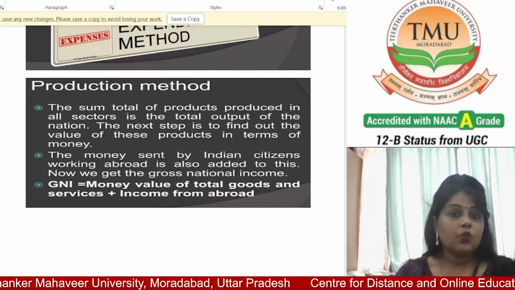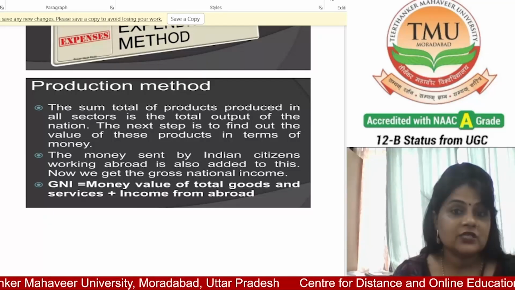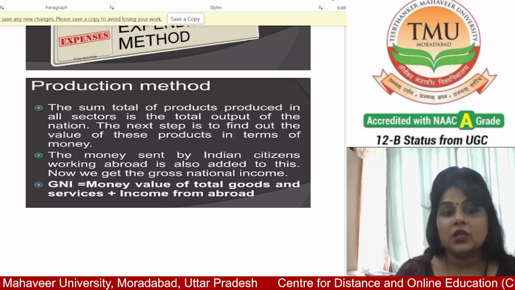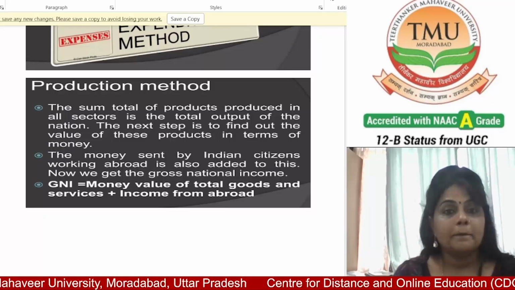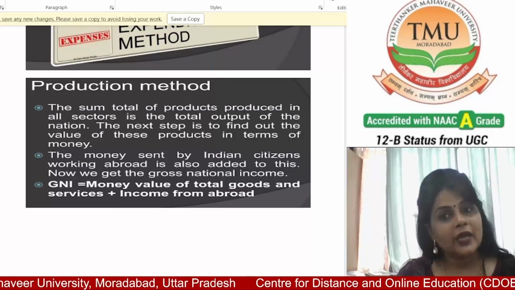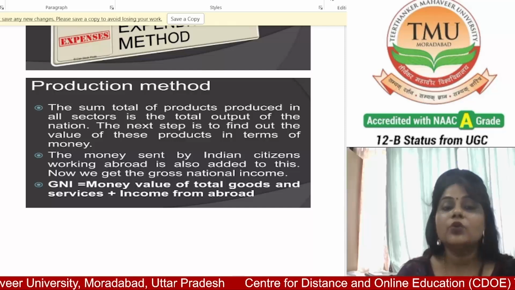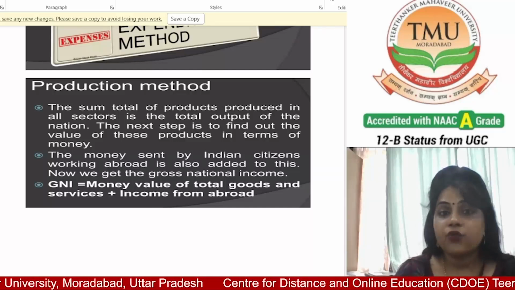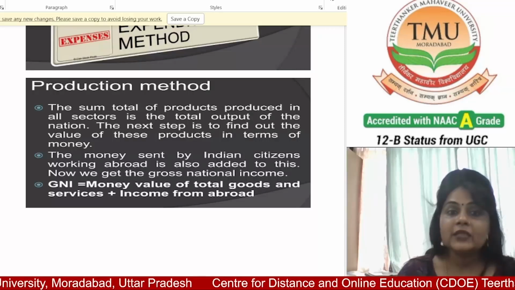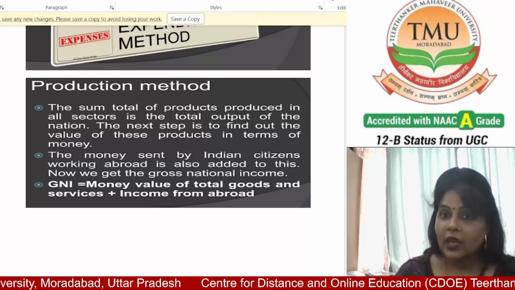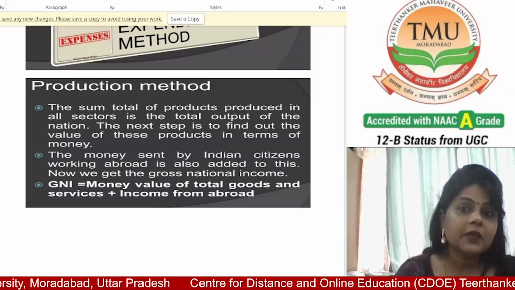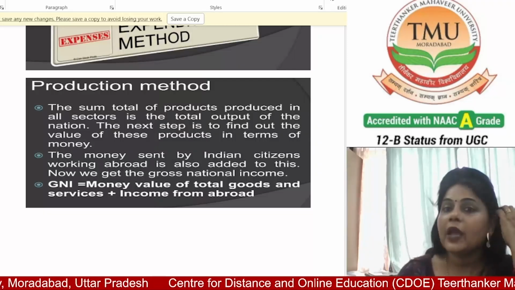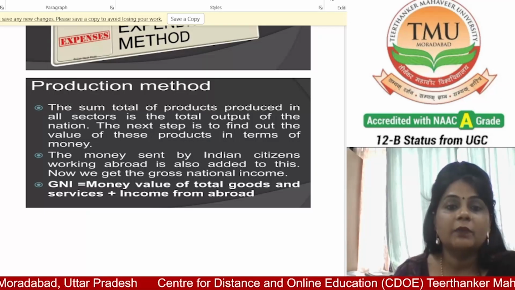So, in this method, the value of all goods and services produced in the different industries during the year is added up. This is also known as value added method to GDP. GDP at the factor cost by industry of origin. I have also explained about the GDP in the previous video. You can see here the concept and the components of the national income.